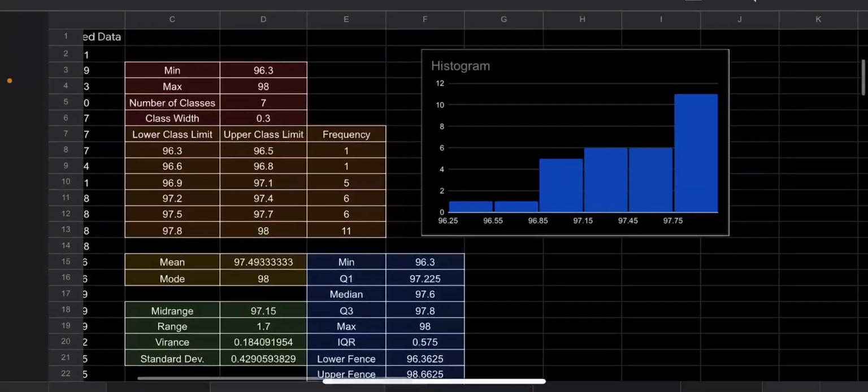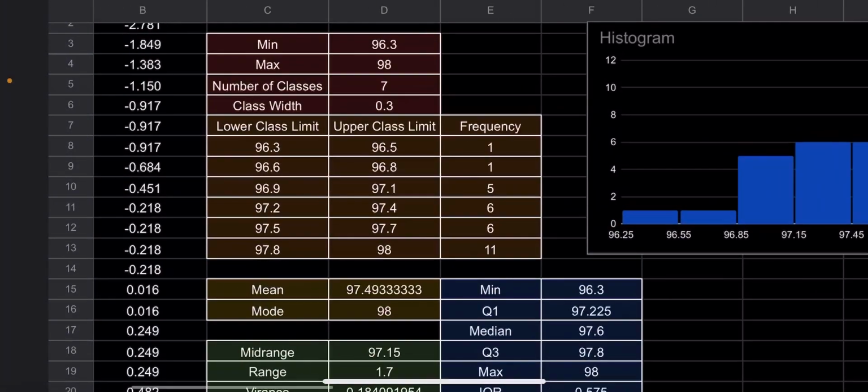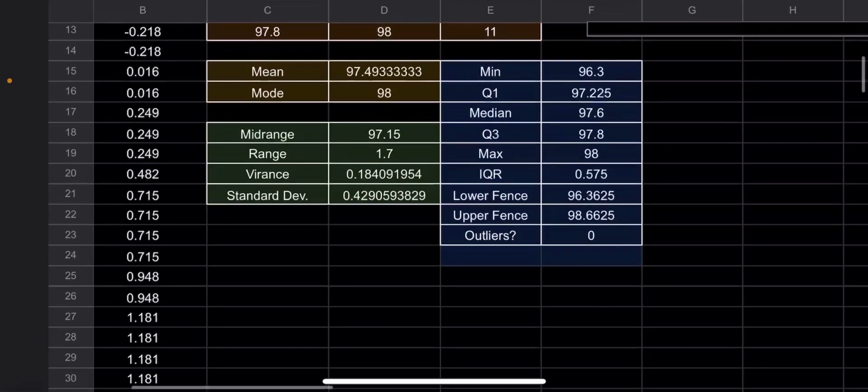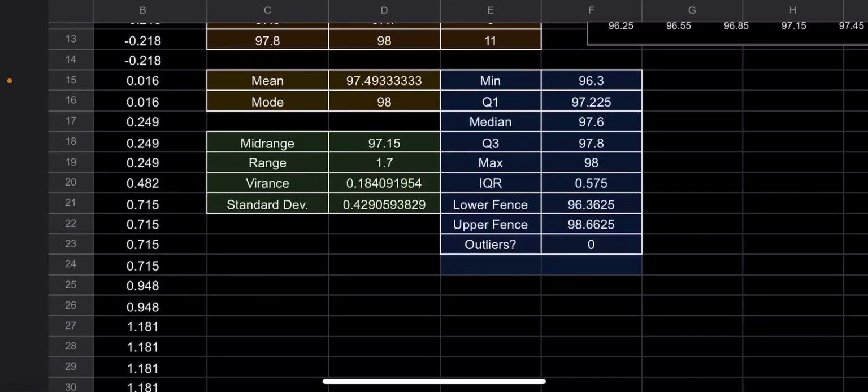Next, if we zoom in just a little bit, we have our frequency distribution table, which includes the minimum, maximum, number of classes, class width, lower class limit, upper class limit, and the frequency. If we scroll down, we'll see the mean, mode, mid-range, range, variance, and standard deviation. And directly next to it, we have a 5-number summary.